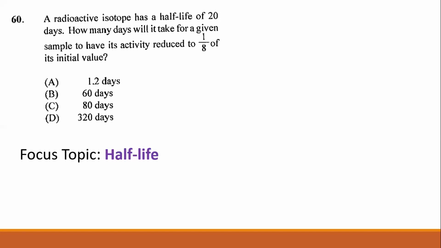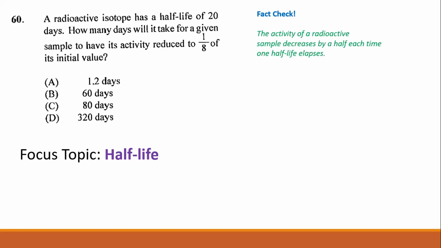After the first half-life, that would be 20 days. After the second half-life, it would be 40 days. And the third half-life would be 60 days. That's B.